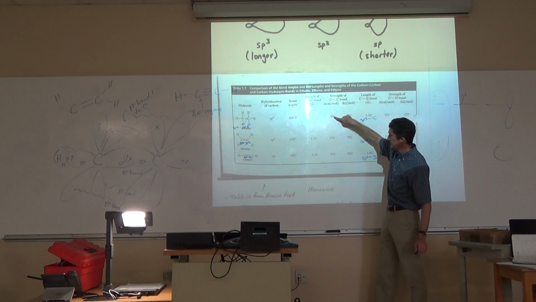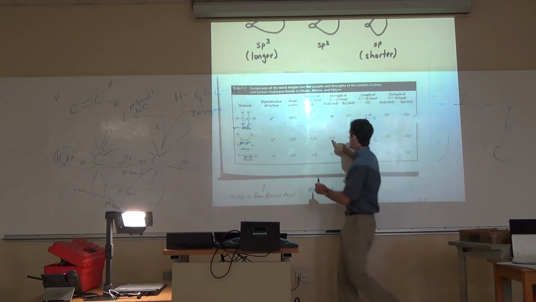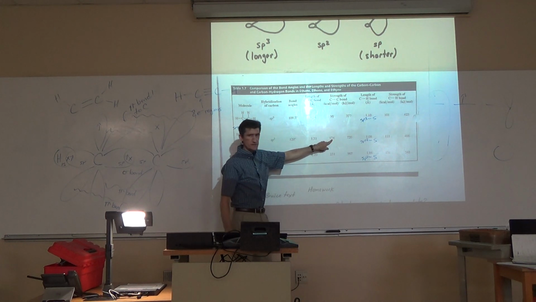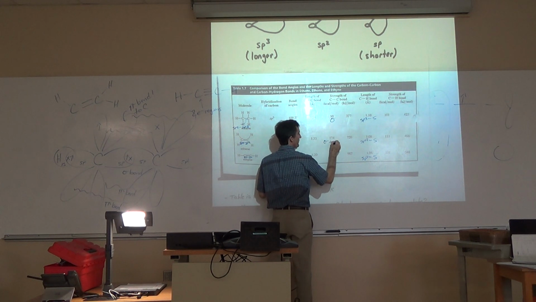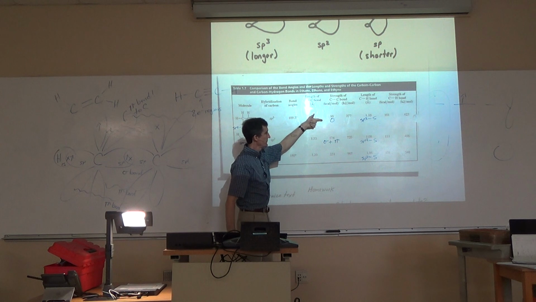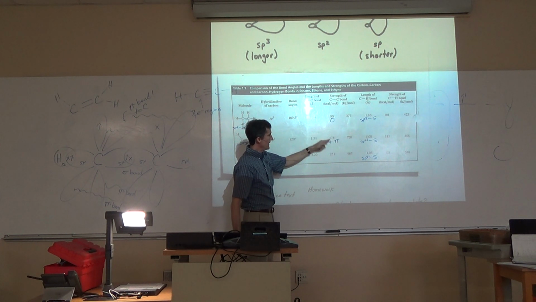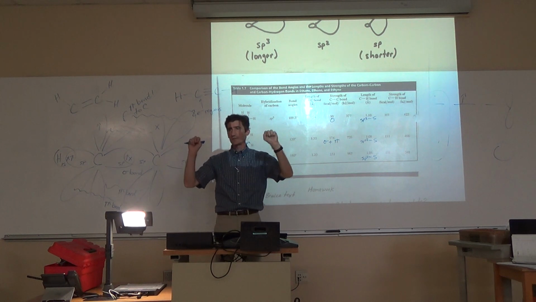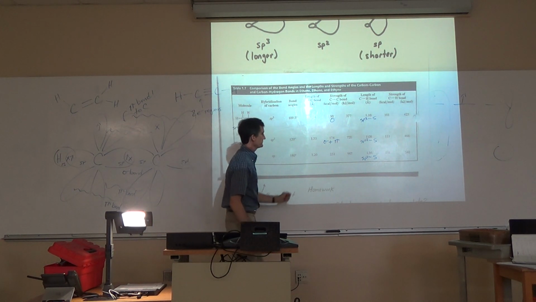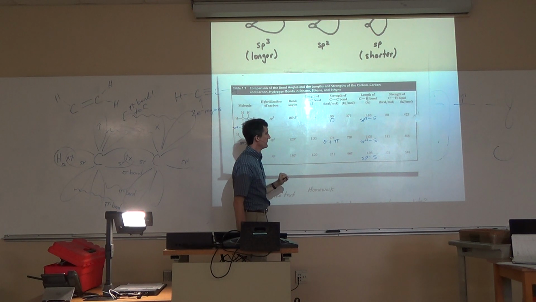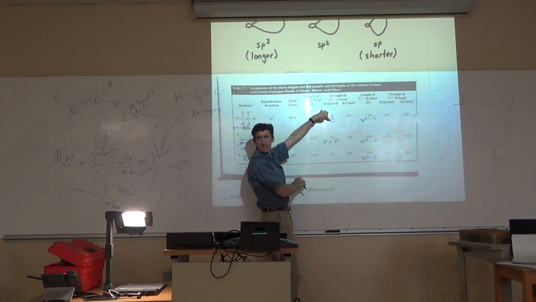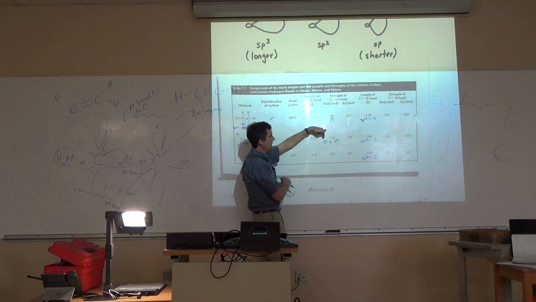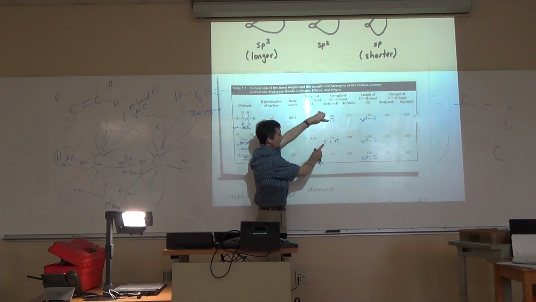But is that double 90? No. Why is that not 180? Because this is not 2 sigma bonds. Right? This is a sigma, and this is a sigma plus pi, right? Pi is weaker. The side-to-side overlap is not as good. Actually, these sigmas are not even the same, because this sigma is sp3, sp3, where this sigma is sp2, sp2. Which sigma is stronger? Top or bottom?